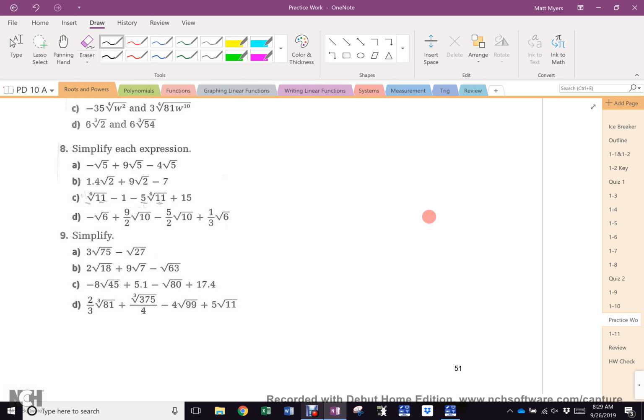All right, so we're going to do 9D, right? So let's do 9D. 2 over 3 cube root 81. That is ugly because of the fraction, but it isn't, because what is it really? What is the cube root of 81 really over? What is the denominator under the cube root? 1. So what I really have there is 2 cube root 81 over 3. Right? And then the rest of them.